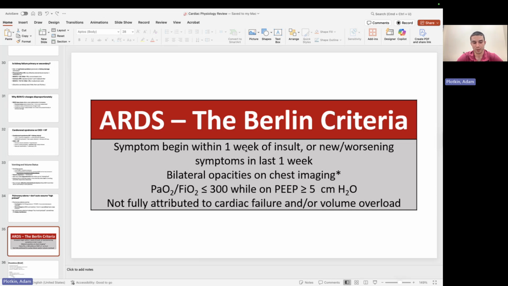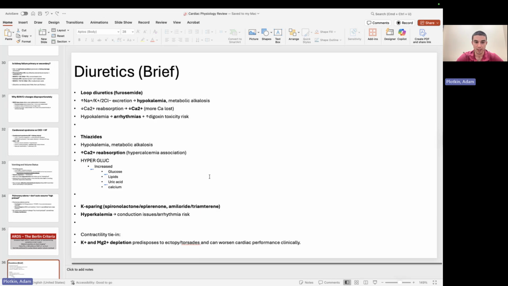The symptoms begin within 1 week of insult, or they're new or worsening. We see bilateral opacities on the chest imaging. Their PaO2 divided by FiO2 is less than 300, and then it can't be fully due to a cardiac or volume overload state.